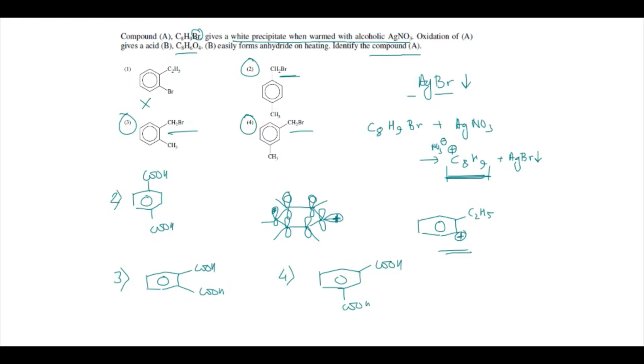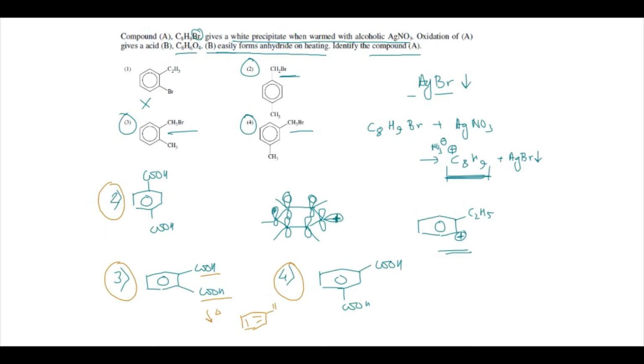Now in our second clue, it has been given that B easily forms anhydride on heating. So, easy formation of anhydride will be possible when the 2 carboxylic acid groups are near to each other. Now, if we check option 2, 3 and 4, we can see in case of 3, the 2 carboxylic acids are very close to each other. So, if we just heat it, then the anhydride will form very easily. The anhydride will look like this.